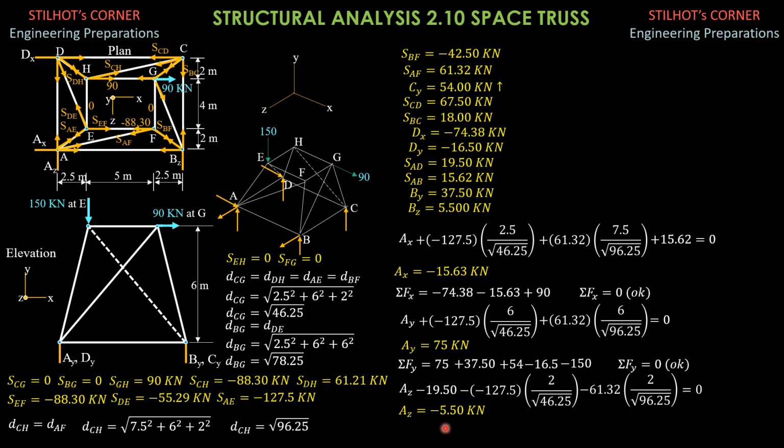Then we check summation forces along Z. Along Z, we only have AZ and BZ. So AZ is negative 5.5, while BZ is 5.5. So obviously it is 0. So that's it. The checking is completed. So we are sure that all these answers are correct because all joints are in equilibrium. So that's it for this video. I hope that you were able to follow. It's a bit long video.